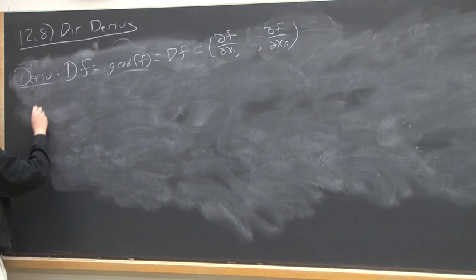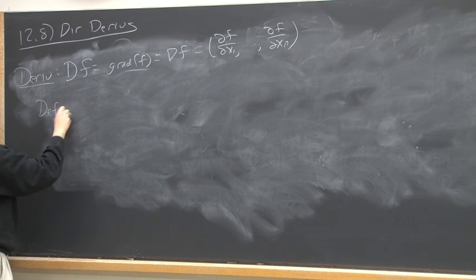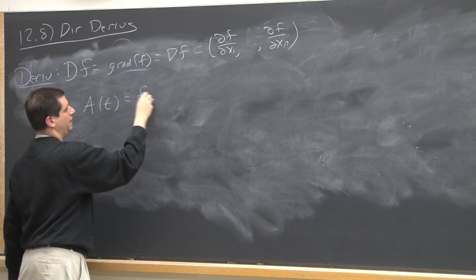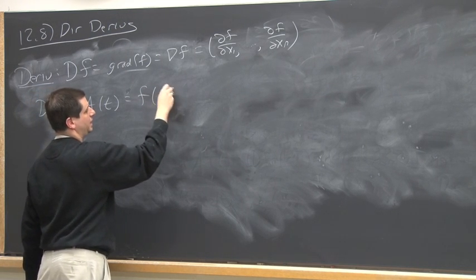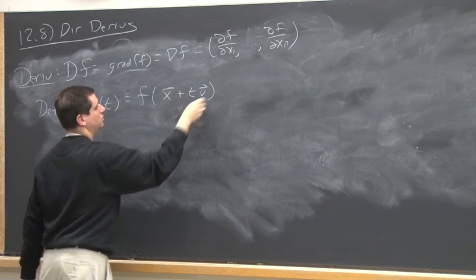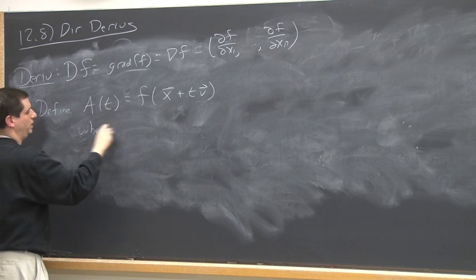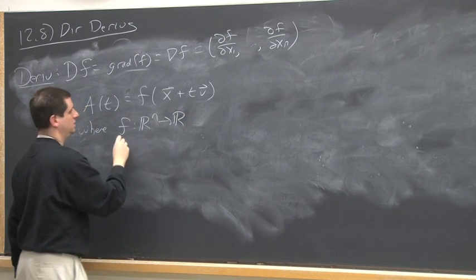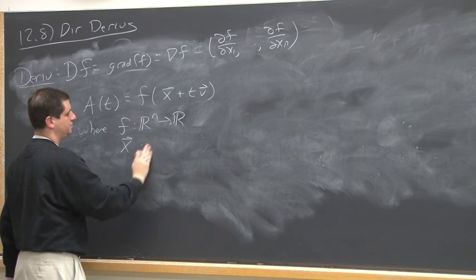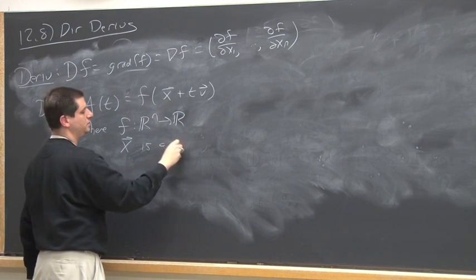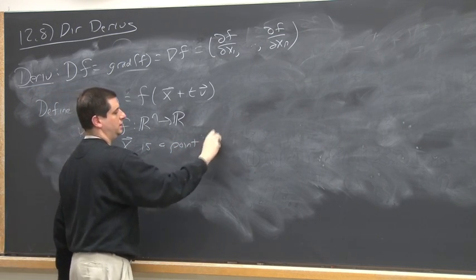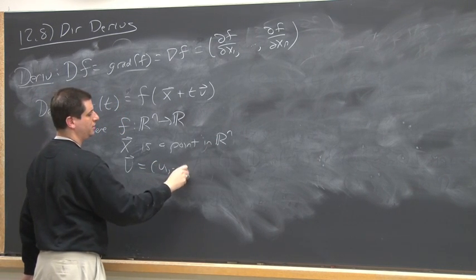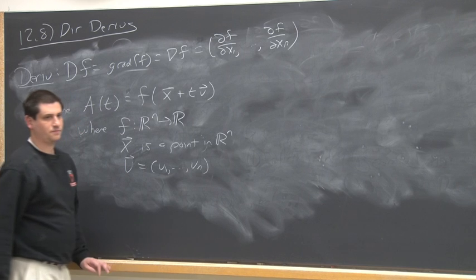So here, I'm going to define a function. Define a(t) to be f(x + tv), where f is going to be some function from Rn to R, x is a point in Rn, and v = (v1, ..., vn) is a vector.